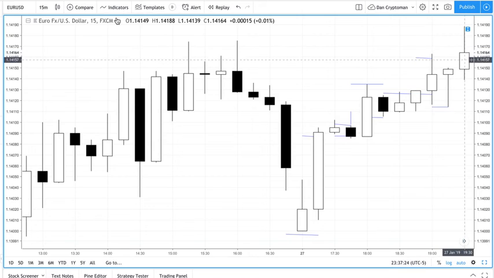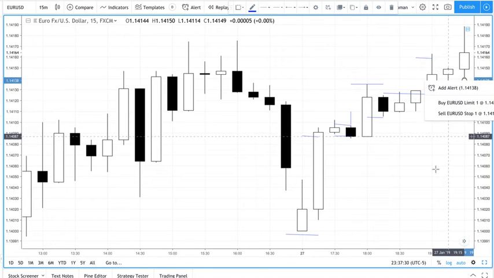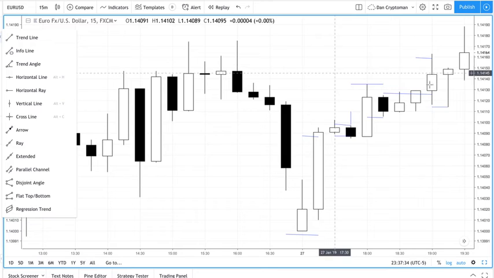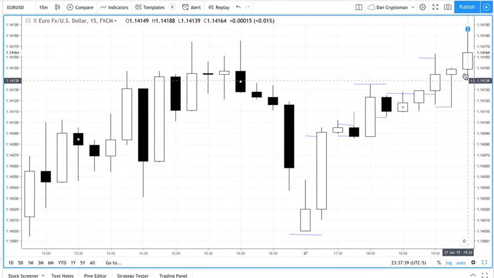We have a fake out sell setup, so we have to place a sell order here. Now, if this sell order is triggered, we will be both long and short simultaneously. So we are short from the break of here with a stop loss here, and long from here with a stop loss here.